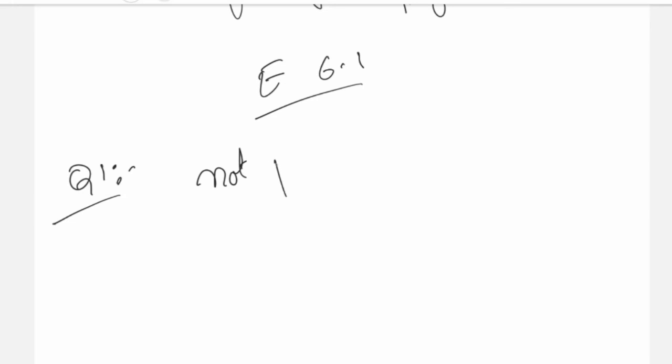When we go to exercise 6.1, question number 1, what is the question? The following numbers are not perfect squares, give reason. Among all those numbers, which one is not a perfect square?